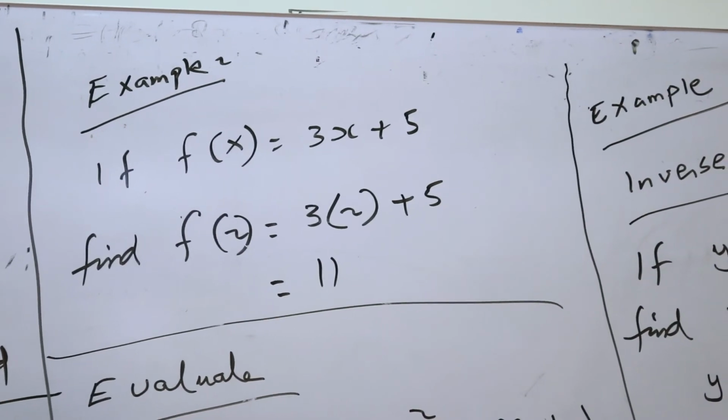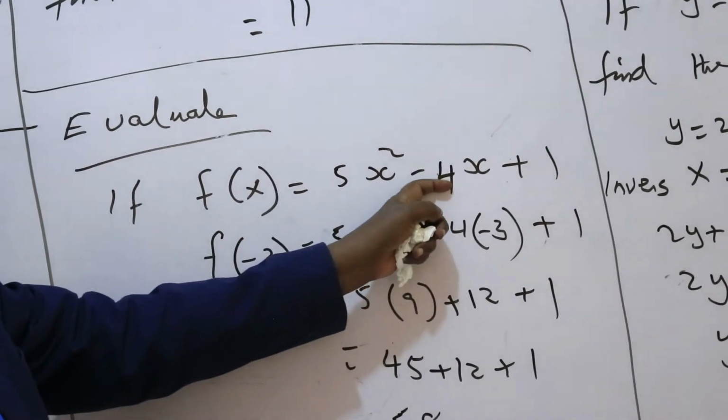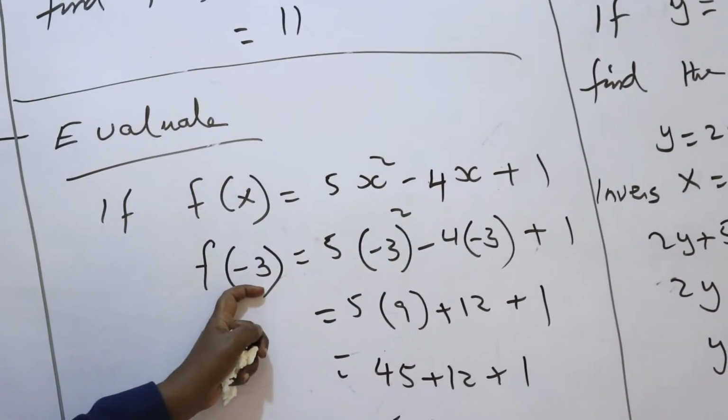What about this one? If f of x equals this much, find f of minus 3.